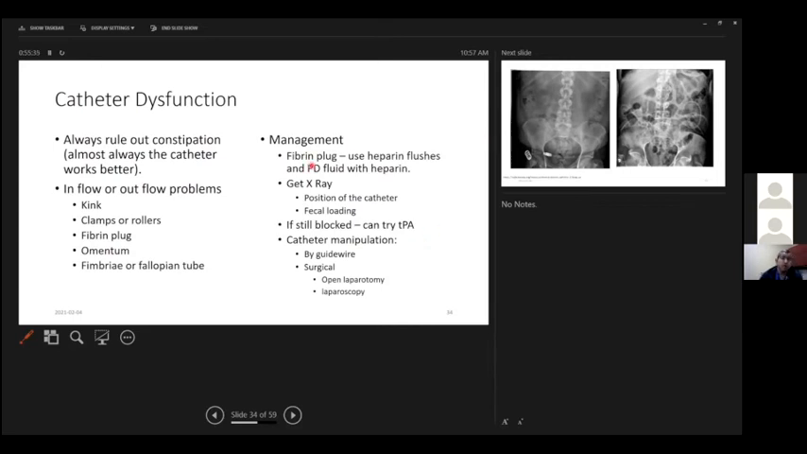Now if you have a fibrin plug, you use heparin flushes. The dose is pretty standard, 1,000 units per liter of heparin. If you're still not able to clear it, get an abdominal X-ray. Look at the position of the catheter, look at the fecal loading, and look for any kink. If still not, you can try the tissue plasminogen activator, which is tenecteplase, or urokinase. And if it's still not working, unfortunately the patient has to go for a catheter manipulation, either with a guide wire, but not many centers do a guide wire. The patient has to go either surgical, that's open laparotomy or laparoscopy. Sometimes interventional radiology can also do a catheter manipulation, and that's helpful when you want it done faster.